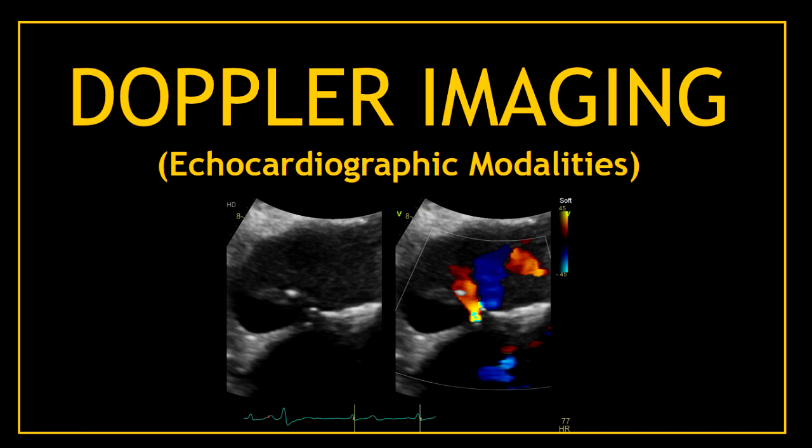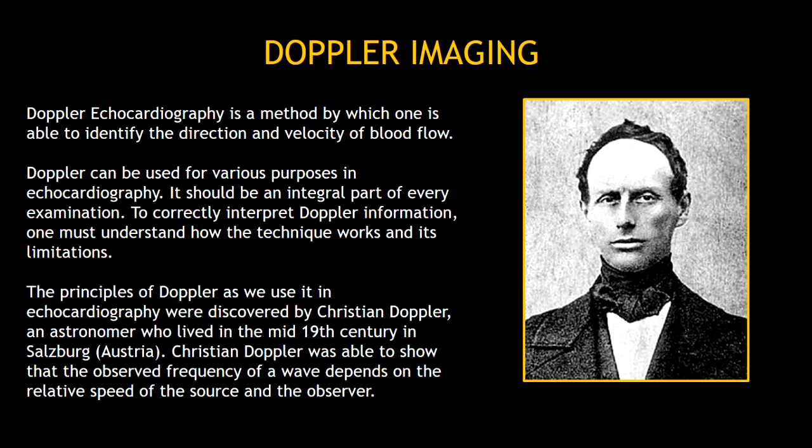So let's start. Doppler echocardiography is a method by which one is able to identify the direction and velocity of blood flow. Doppler can be used for various purposes in echocardiography and it should be an integral part of every examination. To correctly interpret Doppler information, you must understand how the technique works and its limitations.